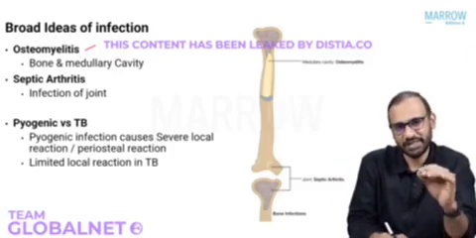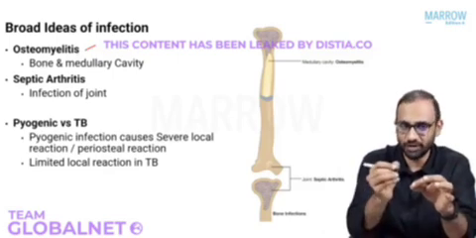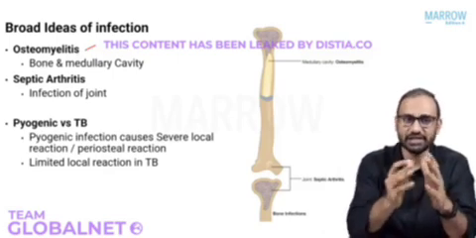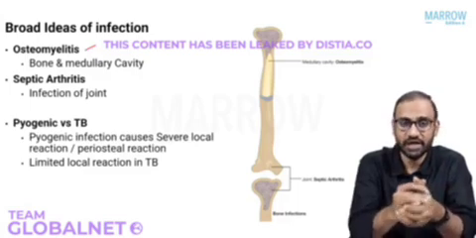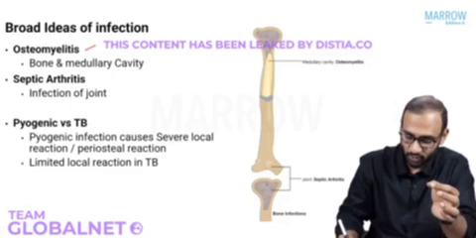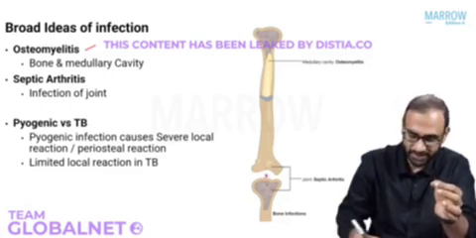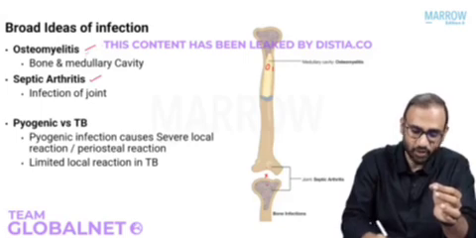Okay, so what is osteomyelitis? Osteomyelitis is basically infection of the bone and the medullary cavity. So if there is infection in the bone involving the medullary cavity, that is considered as osteomyelitis. What is septic arthritis on the other hand? It is the infection of the joint, right? So the joint between the two bony ends. So infection of the joint is septic arthritis. Infection of the bone and the medullary cavity is osteomyelitis.